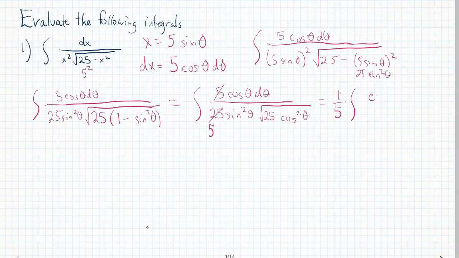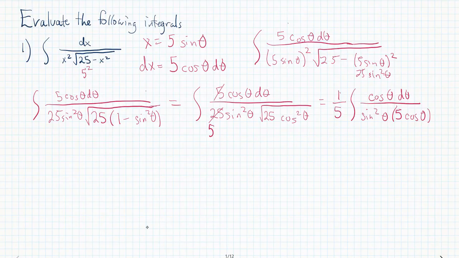So we'll make this 1/5 times the integral. Notice we have cosine theta d theta, we have a sine squared theta, and then the square root of 25 is 5. And then cosine squared theta, if you take the square root of that, you're left with cosine theta. Technically, I should worry about whether it's going to be plus or minus in those intervals for the cosine, but we'll be all right just as is.